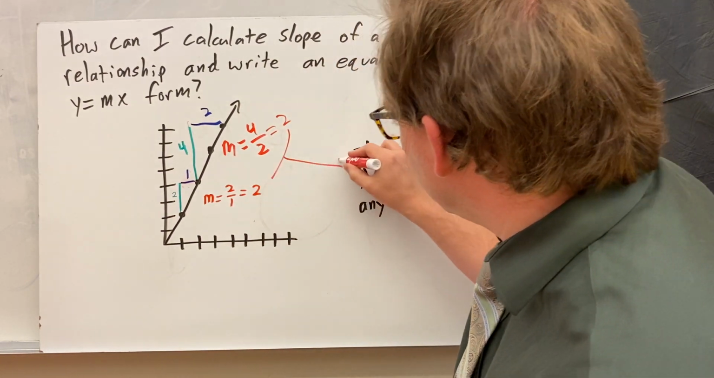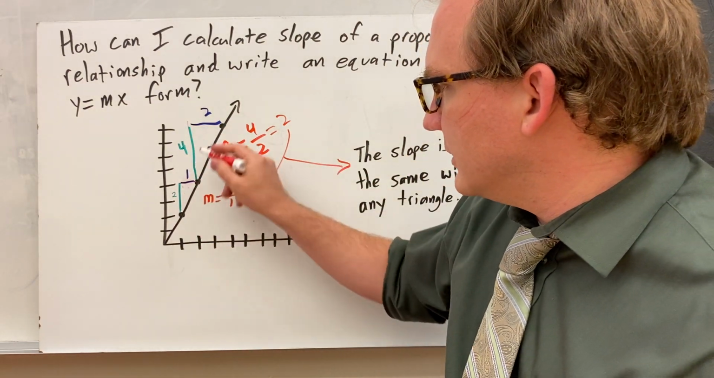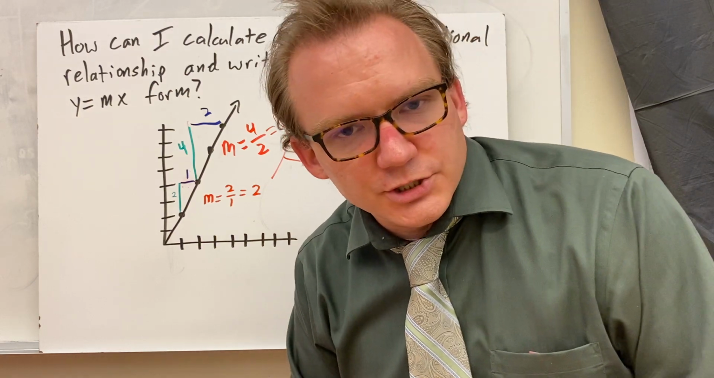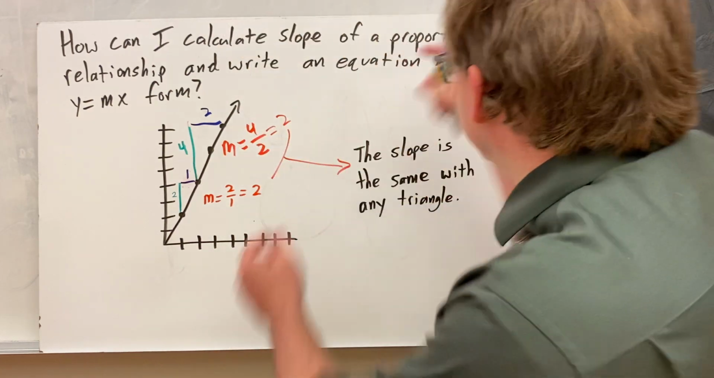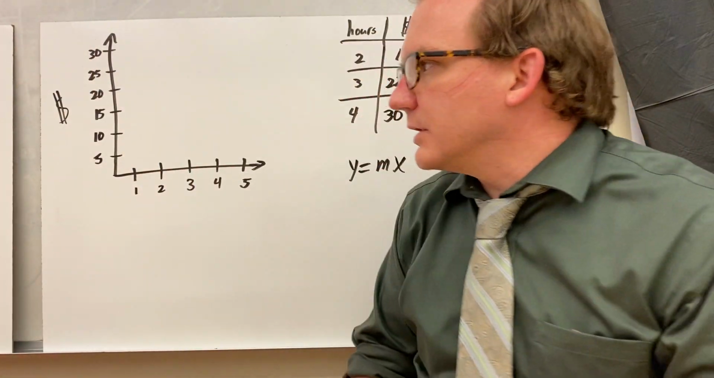And you can see here that the slope is the same with any triangle that you draw, whether it's this little one or a big one or another little one. Anywhere on the proportional relationship, the slope will always be the same. So that's how I can calculate slope.